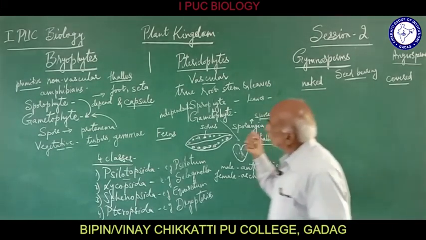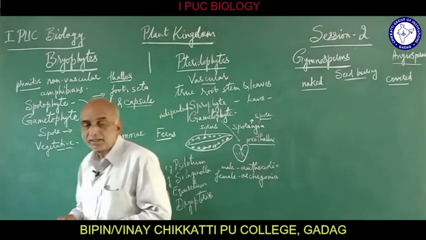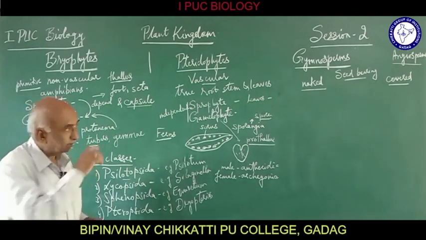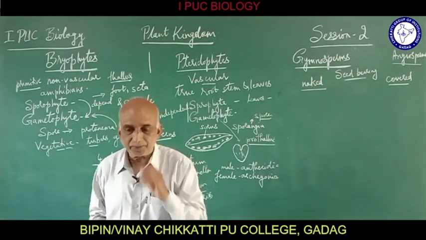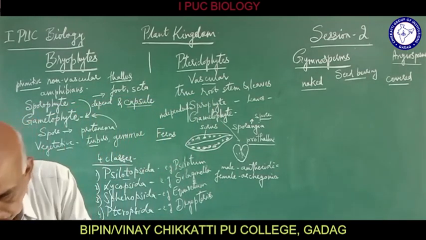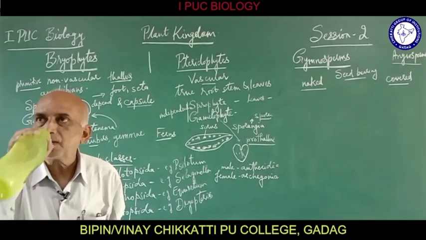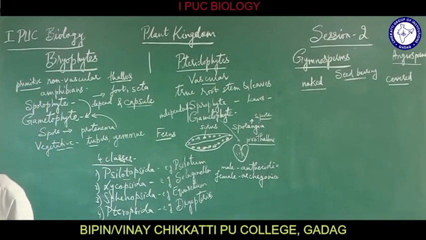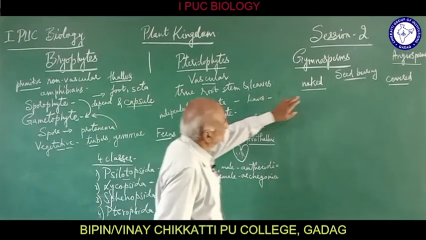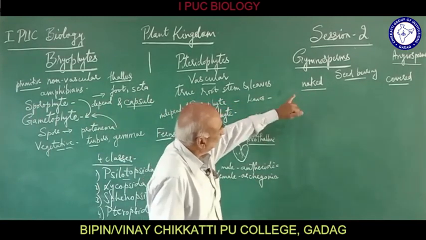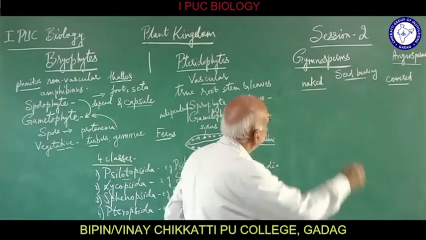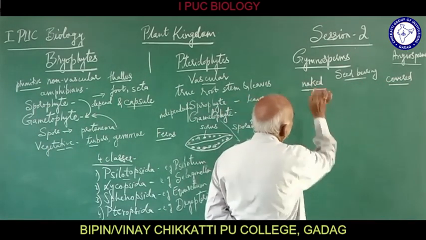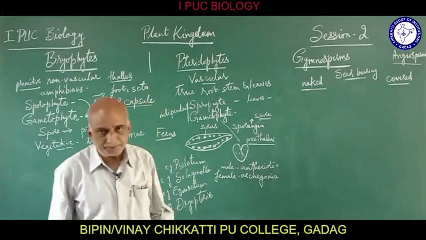But pteridophytes do not grow to that large height. That is why gymnosperms and pteridophytes are different. The gymnosperms have naked seeds, while the angiosperms have covered seeds. Then other characters of the gymnosperms.